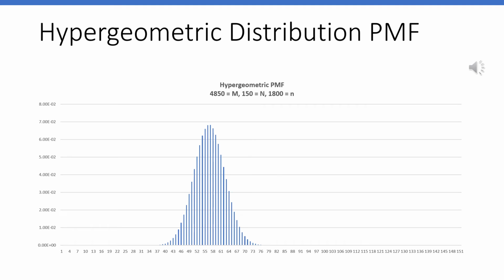Here is a small plot of the hypergeometric distribution corresponding to our case. There is a total of 4,850, out of which 150 are blue balls. We are taking a sample of 1,800, and for that sample, how many blue balls are there? From 0 to 150, we worked out the probability and plotted it here. So that is your PMF corresponding to our case.